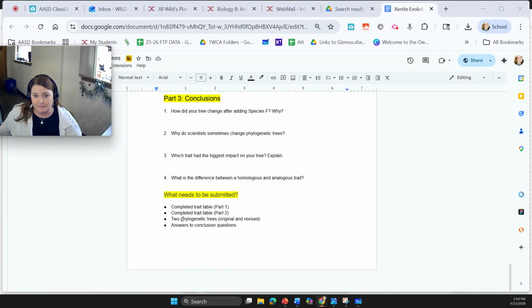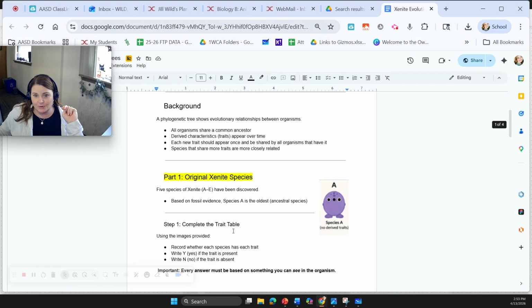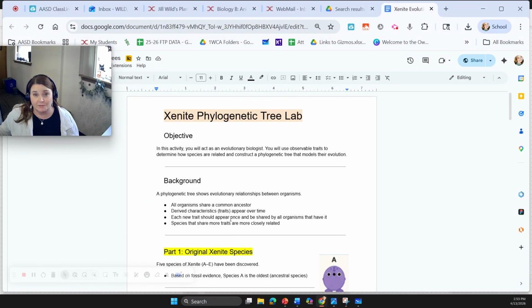So what needs to be submitted? 2 phylogenetic trees, which is this one here. Table 1, Table 2, and all the questions that you have to answer. Okay, and this is your second and last portfolio for the semester.